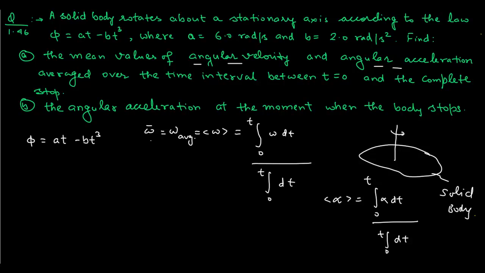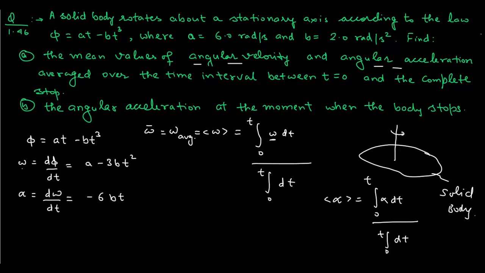In order to calculate this average, we need this omega. For omega, we have to differentiate this phi with respect to time, and we will get omega. So the rate of change of angular displacement with respect to time gives us omega, and we get a minus 3bt square. So we have this omega, and if we differentiate this omega, we will get the angular acceleration. So this is d omega by dt, and it is equal to minus 6bt.